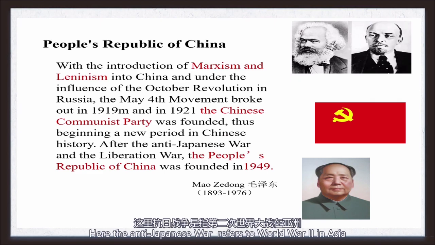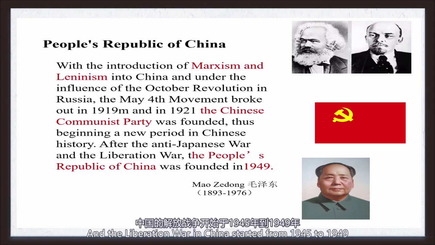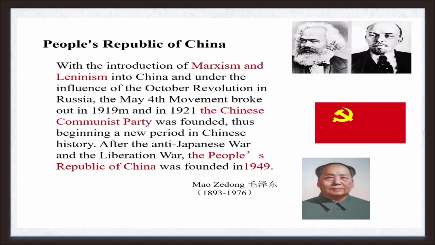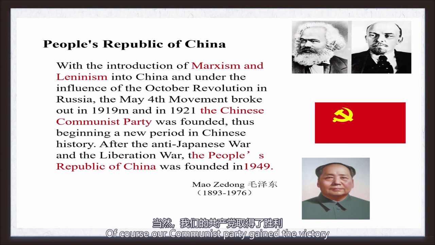Here, the anti-Japanese war refers to World War II in Asia. We fought against the Japanese invaders during the 1930s. And the Liberation War in China started from 1945 to 1949, after World War II. The Civil War in China: our Communist Party against the Kuomintang Party of the Republic of China. Of course, our Communist Party gained the victory and established the new government, the People's Republic of China.